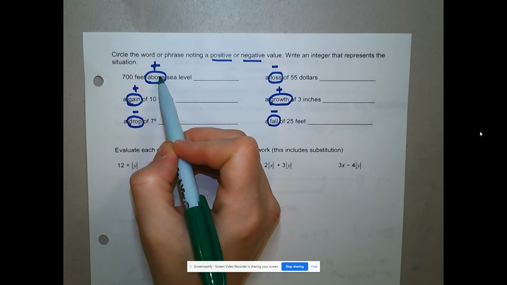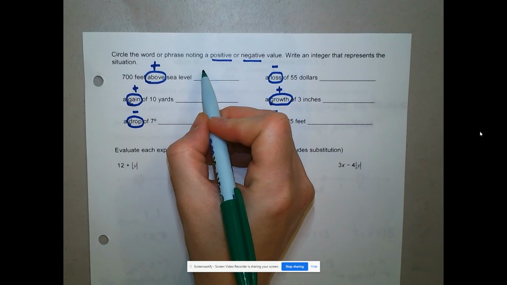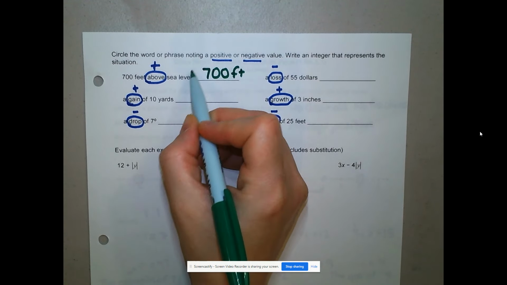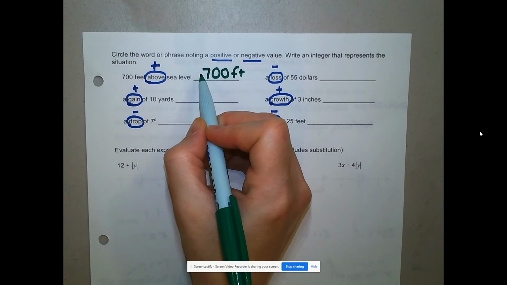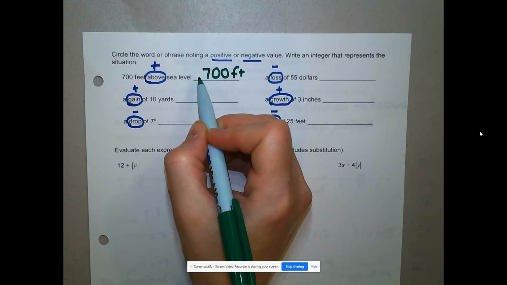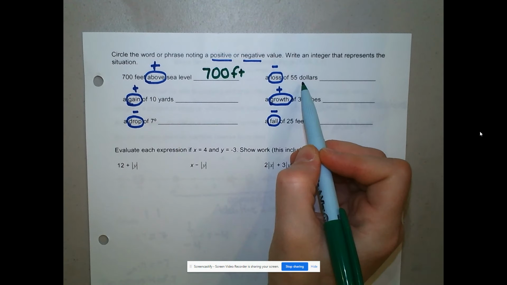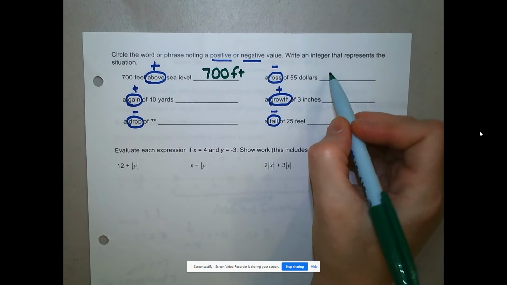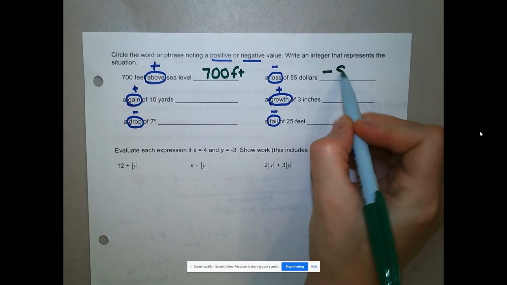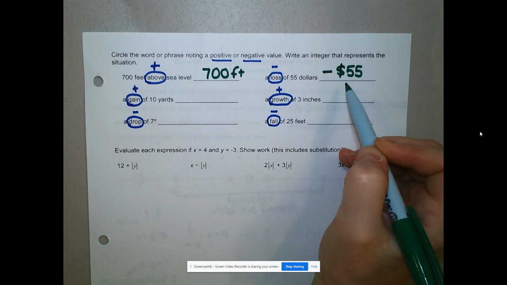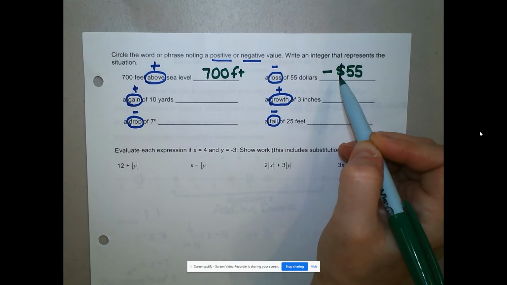So above being positive, and 700 feet is what we're talking about. So 700 feet. And because it's positive, you'll notice I put no sign out here. Because if there is no sign, everybody knows that means it's positive. But when I go over here for a loss of $55, in order to tell people it's a loss and not a gain, I've got to put the negative sign. Dollar sign comes next, and the 55. Even though we say $55, don't forget that the dollar sign comes in front of the number.